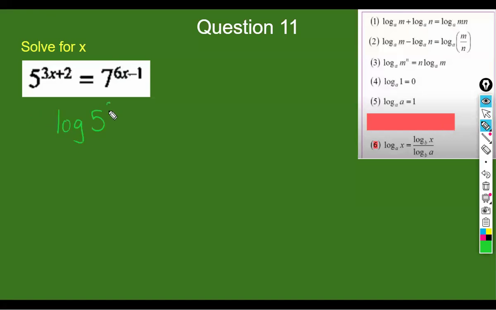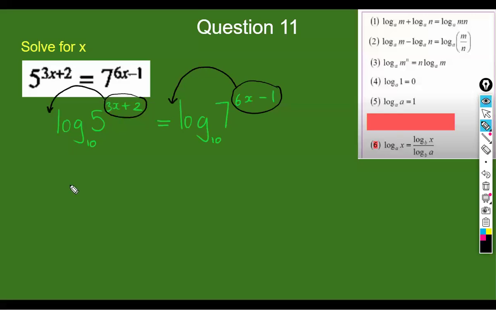Log 5^(3x+2) to the base 10. Now, if I log this side, not a problem. I just have to log the other side. What's going to happen here? Using rule 3, remember, this whole thing is the power, and this whole thing is the power. So I'm going to have to throw this in front, and I'm going to have to throw this in front. But when you throw it in front, since the power has more than one item, I would really suggest you put it in brackets.